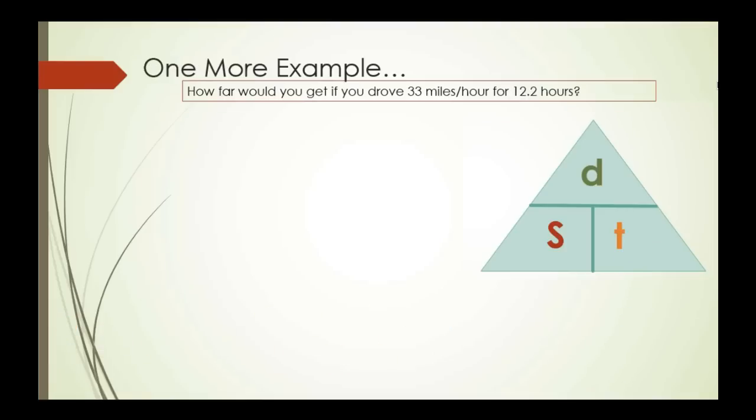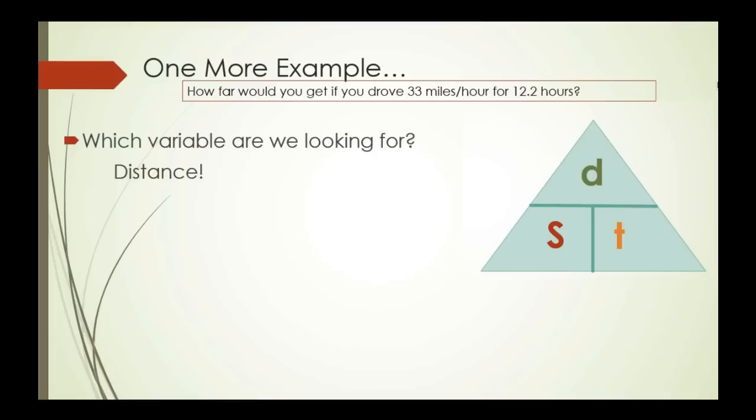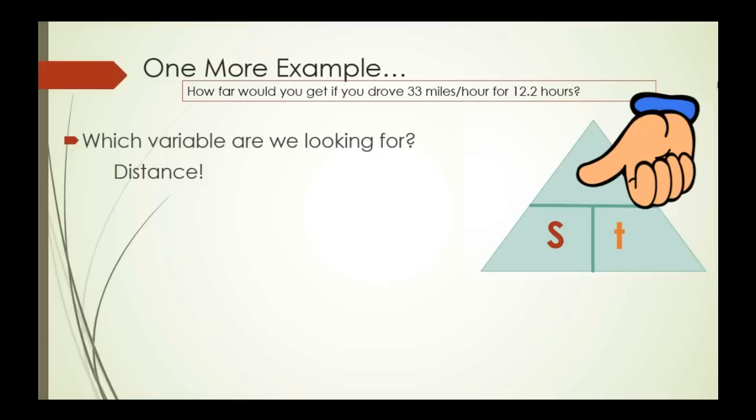So here's the question. How far would you get if you drove 33 miles per hour for 12.2 hours? So what's the piece of information we're missing? What are we looking for? We have miles per hour, which means we have speed, and we have 12.2 hours, which means we have time. So which is it? What are we missing? We're missing distance. We're missing D. D is what we're looking for. So bam! Cover up the D with your thumb.